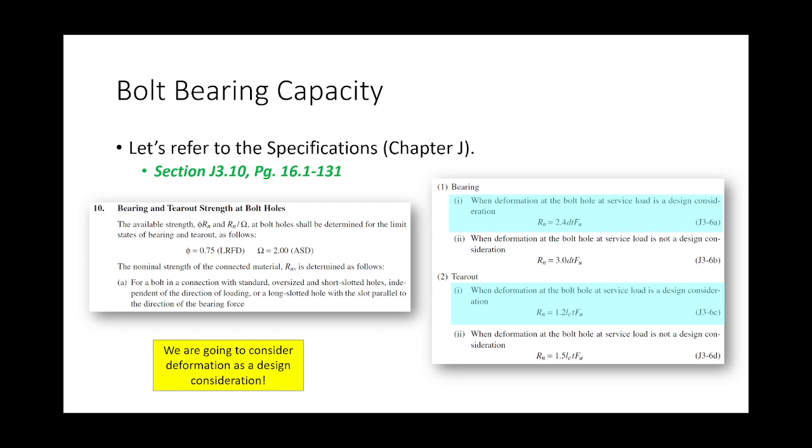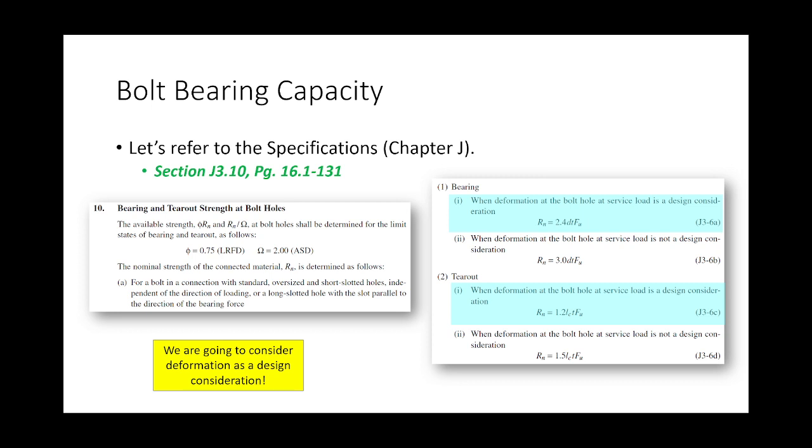So our phi value is also 0.75, and we have two different events. We have tear out and we have bearing. Now, the two items of consideration is whether or not deformation at the service load is a design consideration or it's not a design consideration. If you don't care about deformation of the bolt hole at the service loads, then you can get by with using a little bit higher capacity.